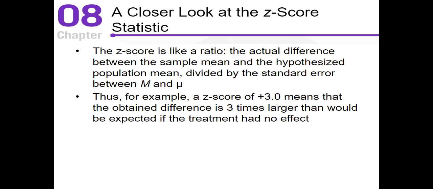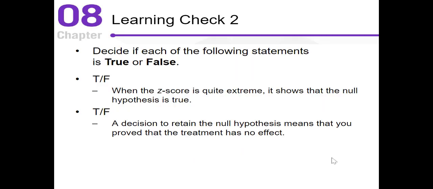It's the actual difference between the sample mean and the hypothesized population mean, divided by the standard error. And when we have those z-scores, if it's +3, that means the obtained difference is 3 times larger than would be expected if the treatment had no effect.